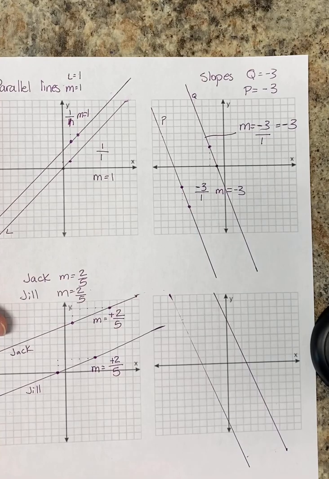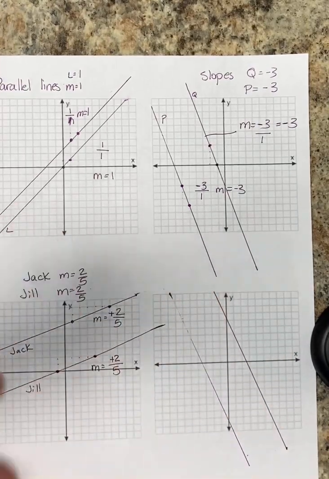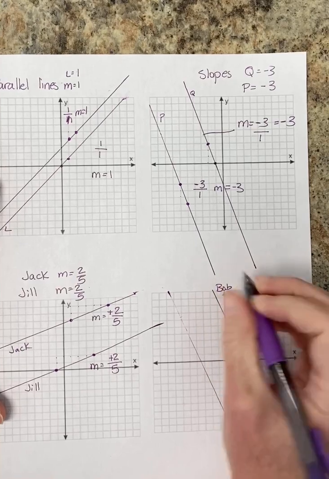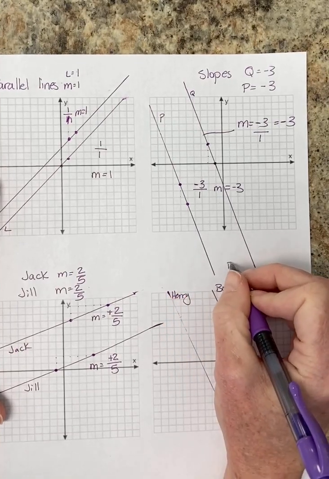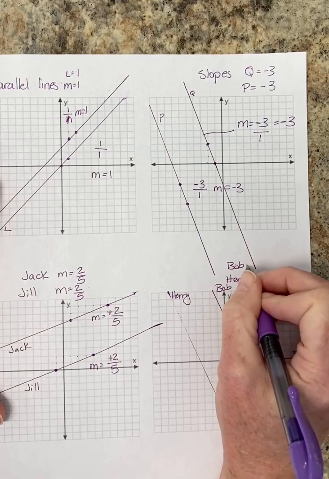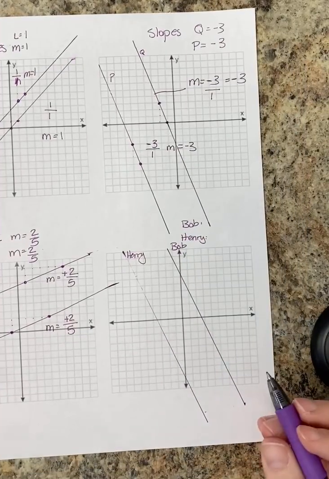Let's do one more. Let's see what happens. But can you guess what the slopes are going to be? Maybe not what the slopes are going to be, but if I find that we're going to call this one Bob and this one Henry. So if I find Bob's slope, can you predict Henry's slope? Can you? And what do you think it's going to be? Well, let's first find Bob's slope.